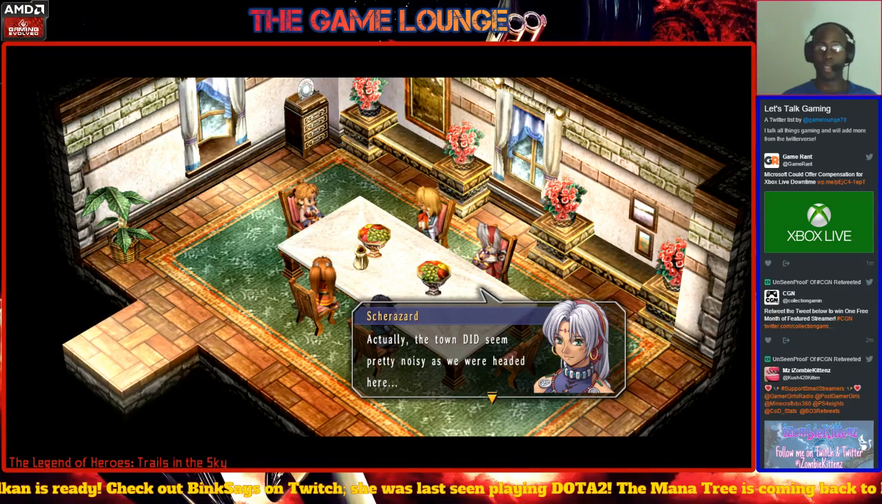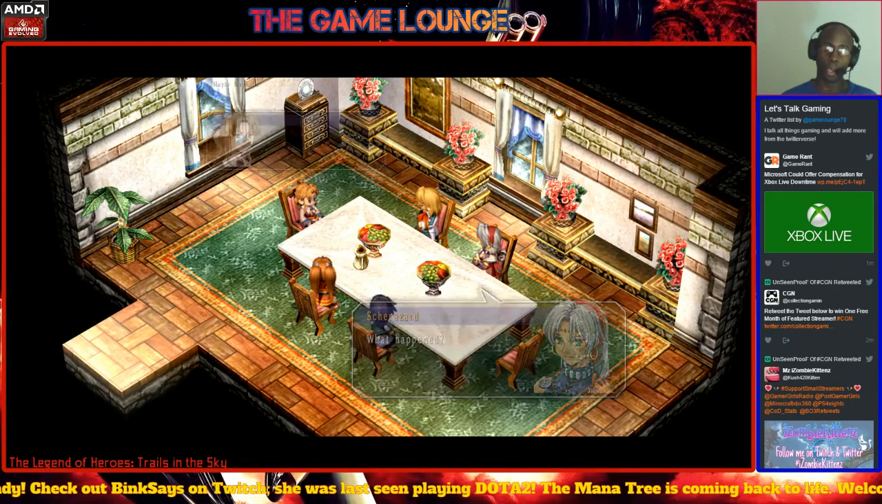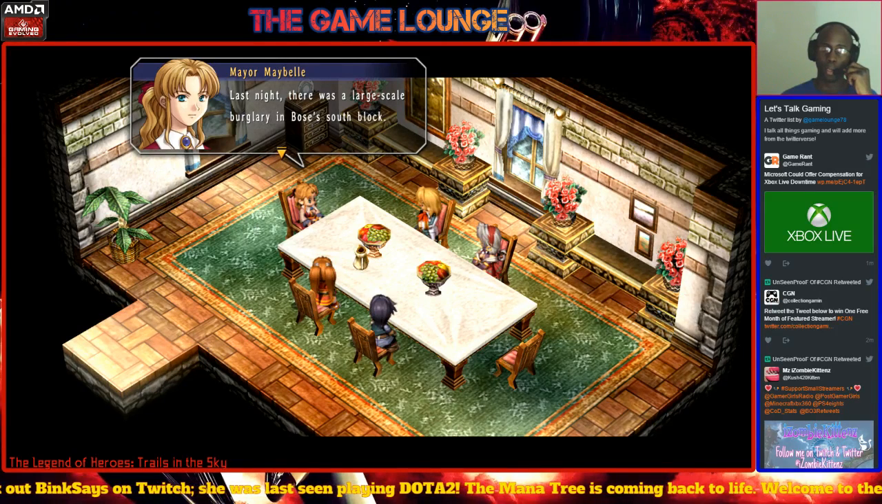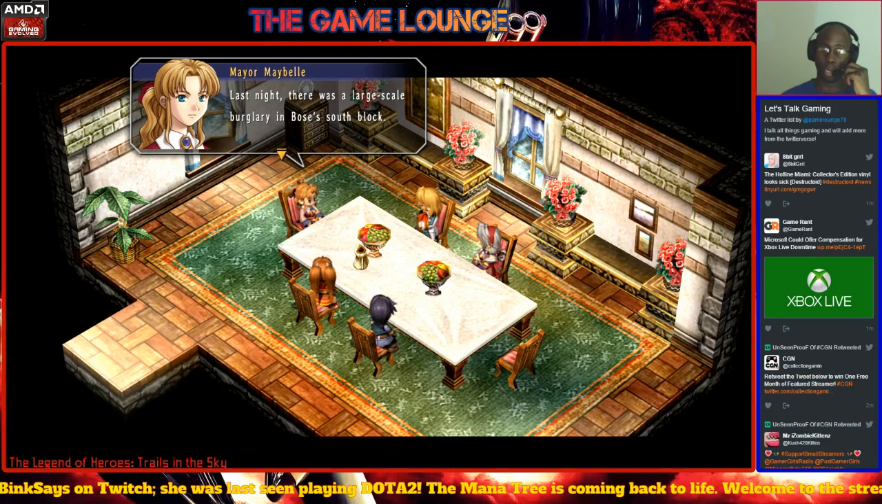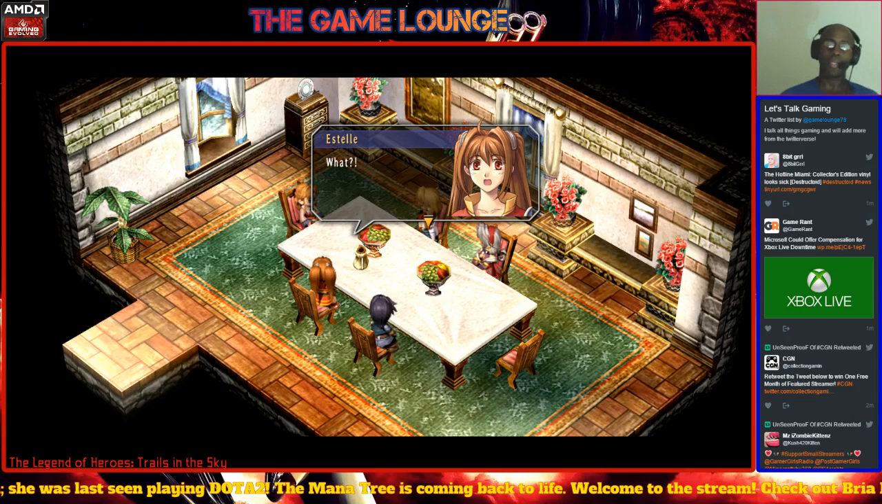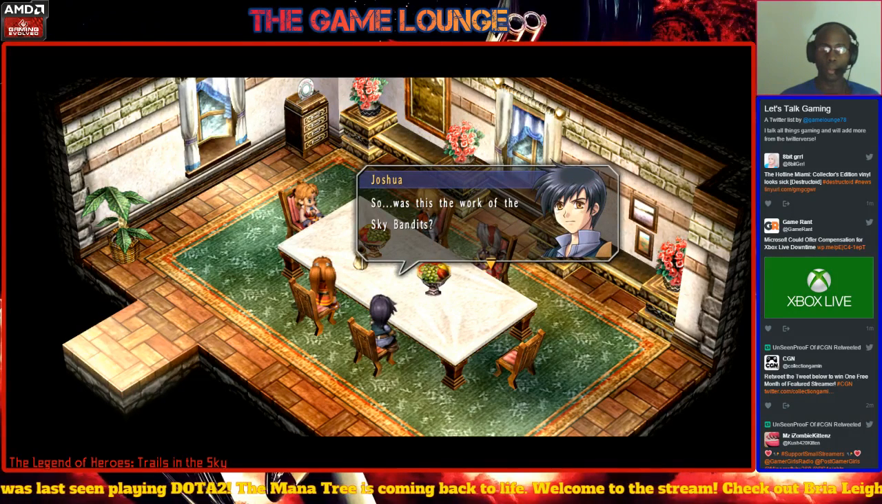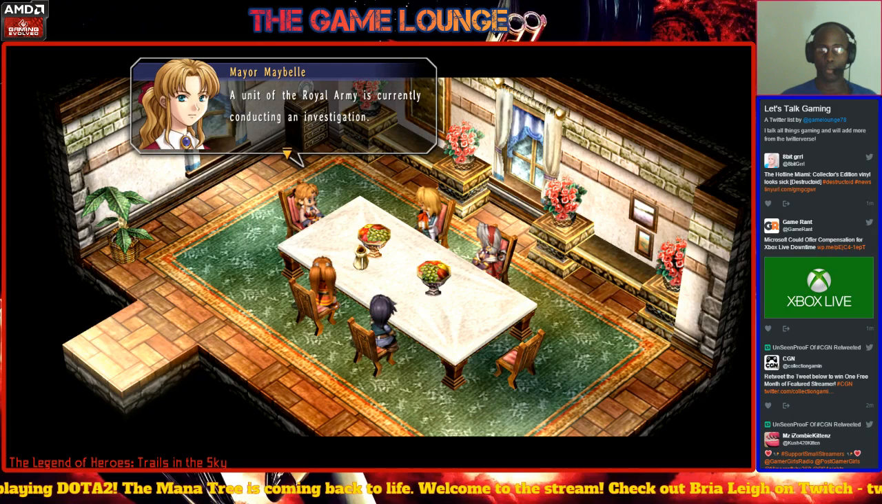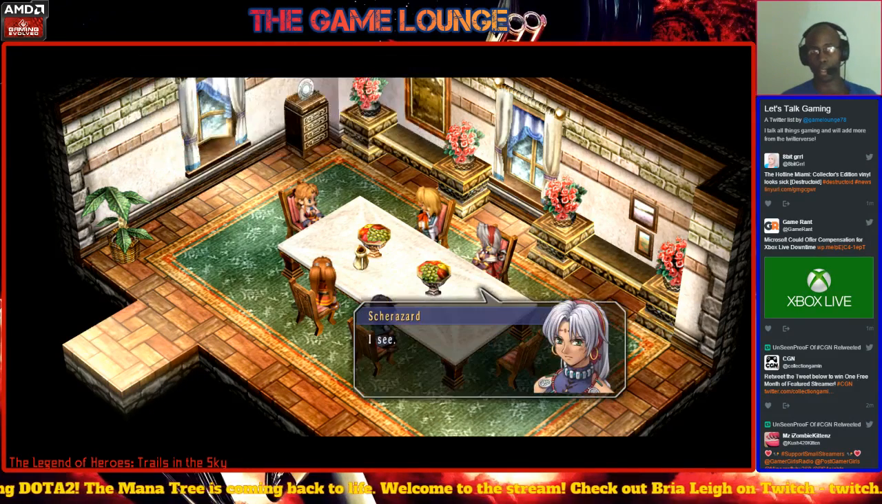Actually, the town did seem pretty noisy as we were headed here. What happened? Truth be told, last night there was a large-scale burglary in Bose's South Block. The weapon shop and Orbo factory were targeted, as were a number of private residences. What? So is this the work of the Sky Bandits? It's unknown at this time, but it seems highly probable. A unit of the Royal Army is currently conducting an investigation.